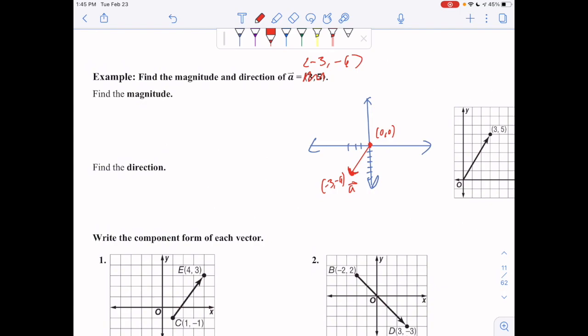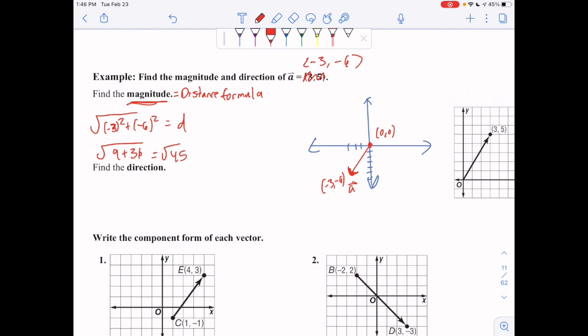Now to find the magnitude, remember magnitude just means distance formula for our case. Anytime you see the word magnitude, it means find the length, aka use the distance formula. So obviously it's pretty easy. You can just ignore the zeros, right? -3 squared plus -6 squared equals, let's call it D for distance for now. You can get 9 plus 36. That's going to equal radical 45.